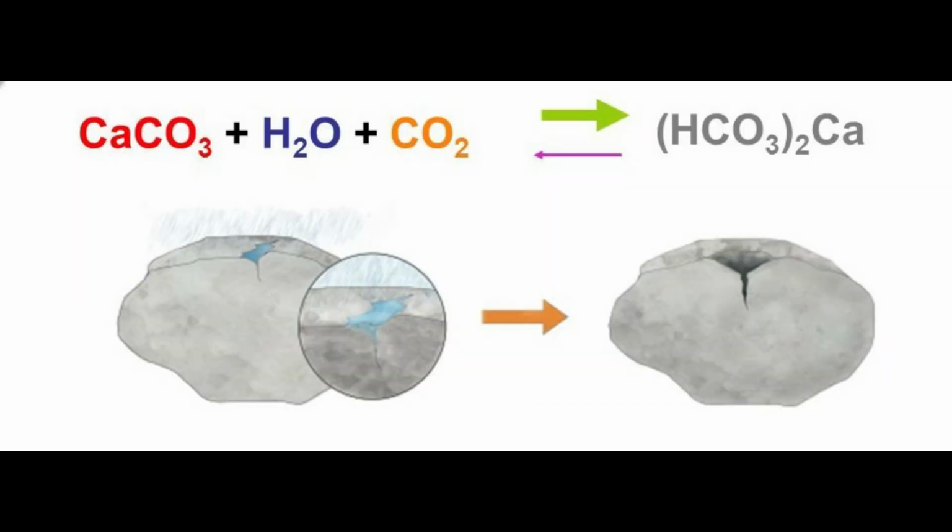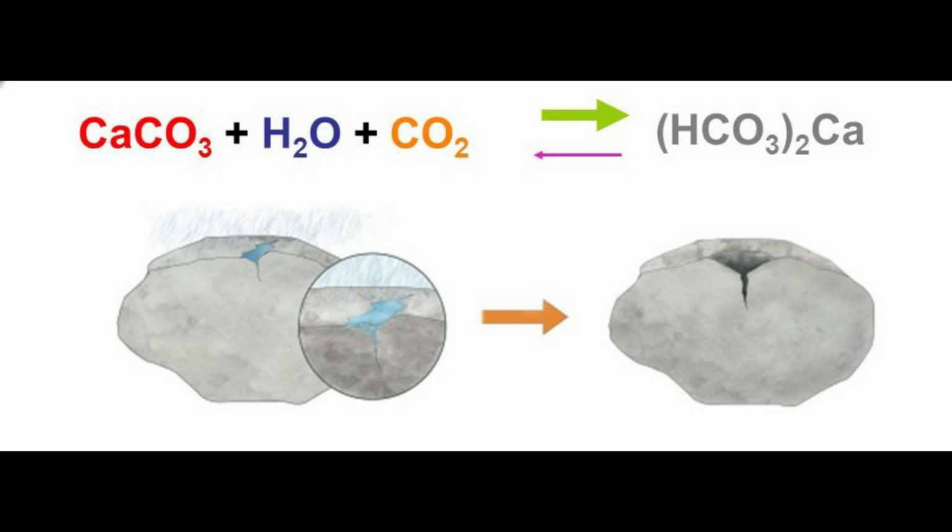Now we take the product that was formed, calcium carbonate, and this time we use it as a reactant and combine it with water and carbon dioxide. And the product that we get here is calcium bicarbonate, which is a form of hydrogen carbonate.